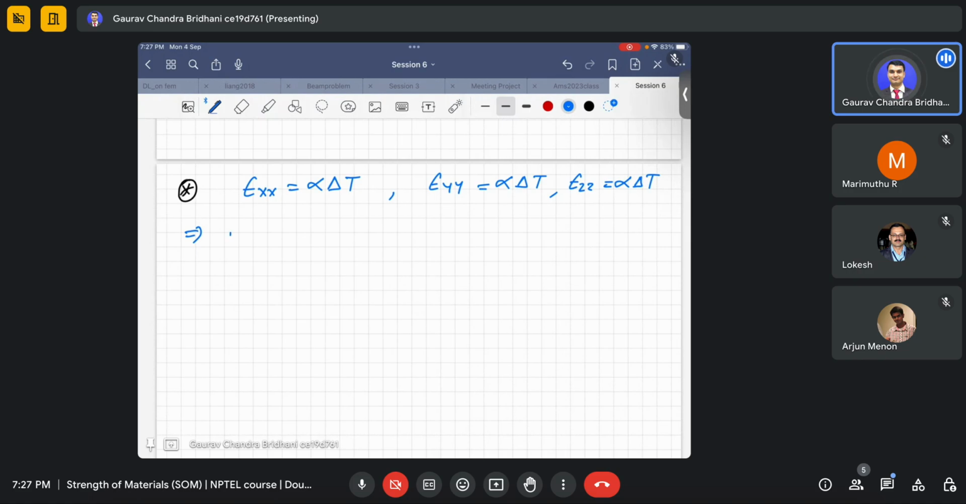Okay, now let's compute this. So we have alpha as 12 into 10 to the minus 6, and we have a 200 degree Celsius change in temperature, which will give us 24 into 10 to the minus 4, that will be mm per mm, and this will be same for each. So I will write epsilon yy is equal to epsilon zz.